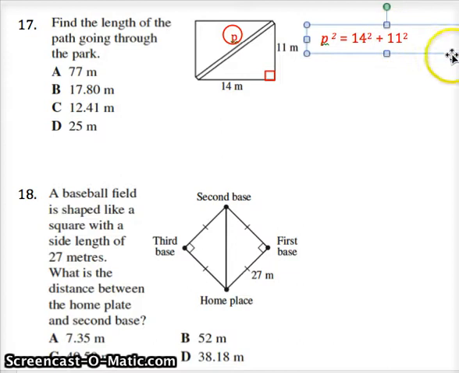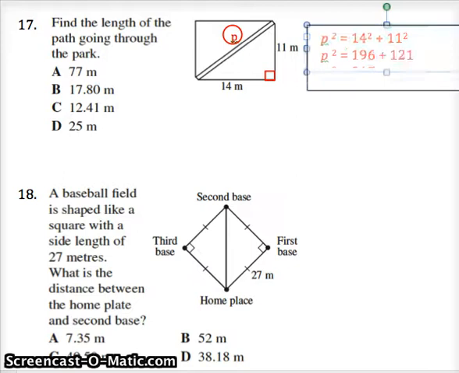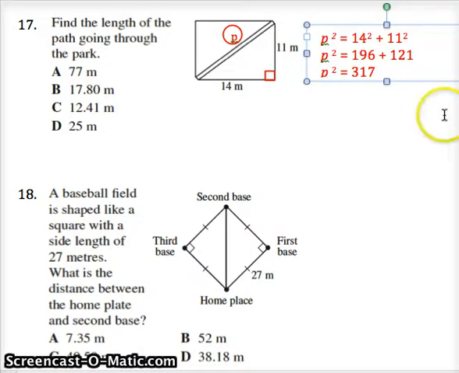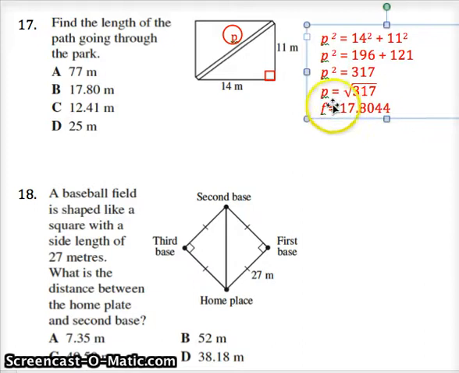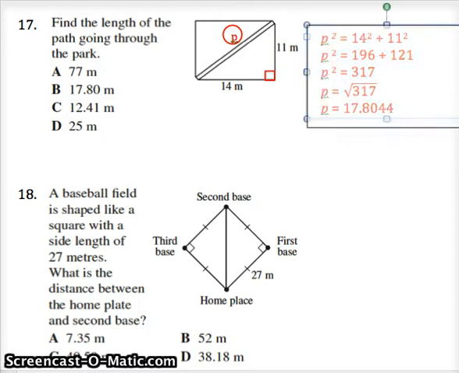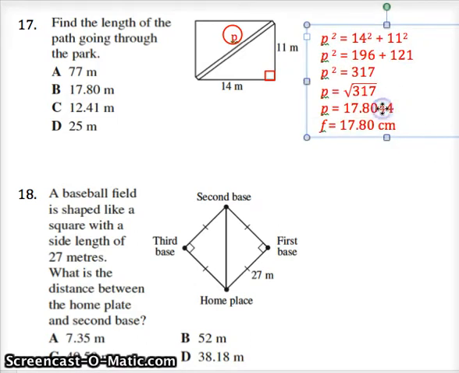Now because 14 squared and 11 squared are on the same side, we can just work them out on our calculator. You can do them individually, or you can do it all in one go and get P squared is 317. Now remember again, P is the square root of 317, and doing that on your calculator, you will get that P is equal to 17.8044. Now remember, we need to round it, so we'll look at the third decimal place.